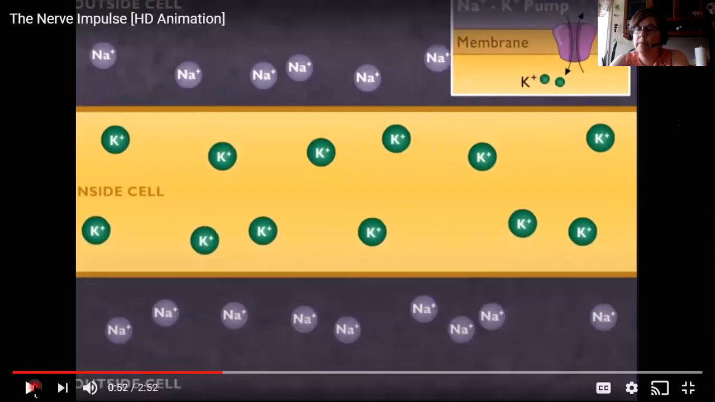Okay, so that's because the sodium ion channels are closed. Some of the potassium channels are open, so potassium can move back out through the diffusion channels.